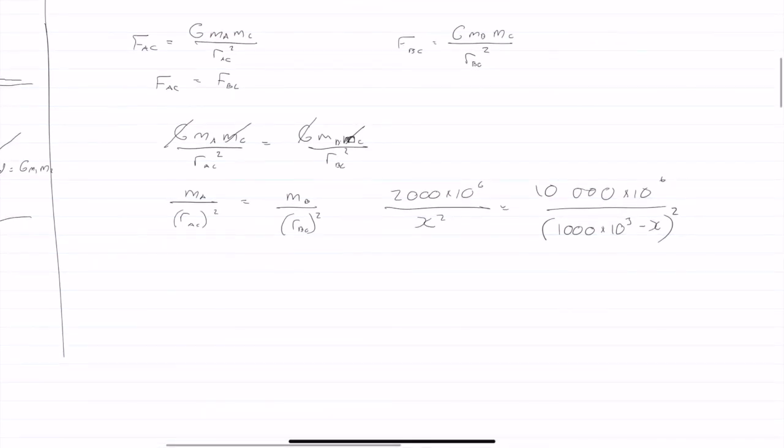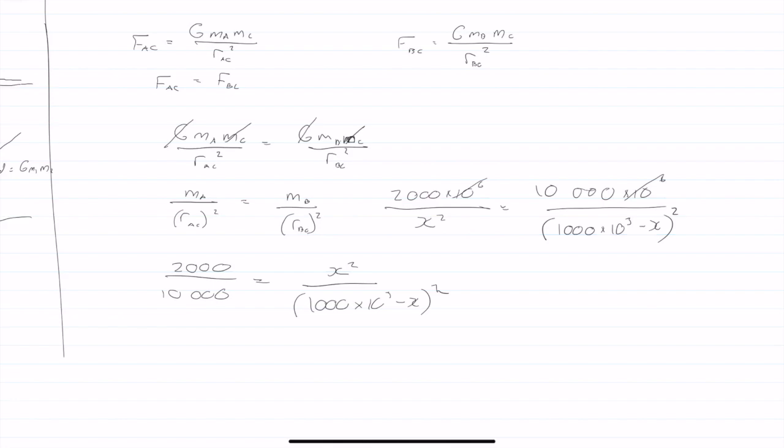Now what I want to do is get all my x's on one side, so I'm going to say 2000 over 10,000 is equal to, these 10 to the 6's cancel, x squared over 1000 times 10 to the 3 minus x, everything squared. Now I want to solve for x. x is the only unknown here. So how am I going to do this?